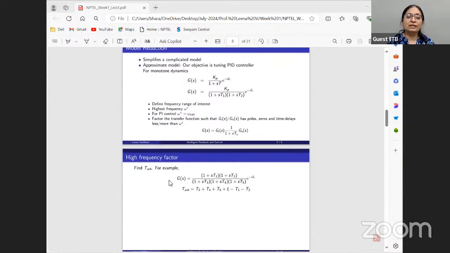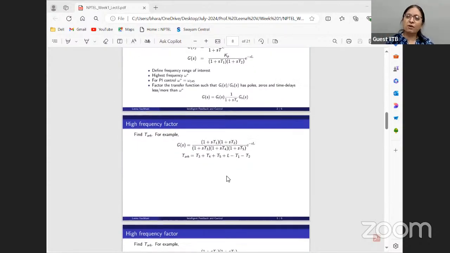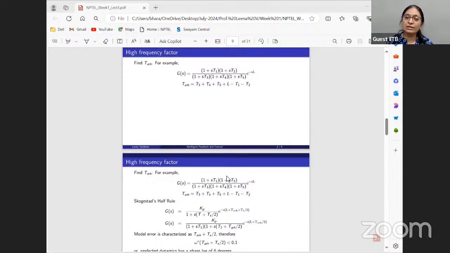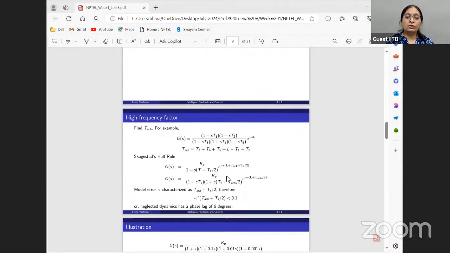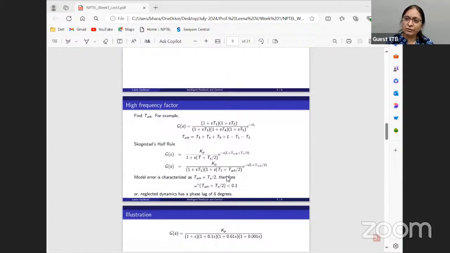For example, this is what my system G of S is, and we have this particular average residence time given by T3 plus T4 plus T5, minus, of course, there's a time delay, and that's the reason L comes in, plus the numerator time constants, or the time constants corresponding to the zeros of the system. Now, this stochastic half rule, you have many different ways to reduce it. I find this particular rule very straightforward to explain, so I brought it up.